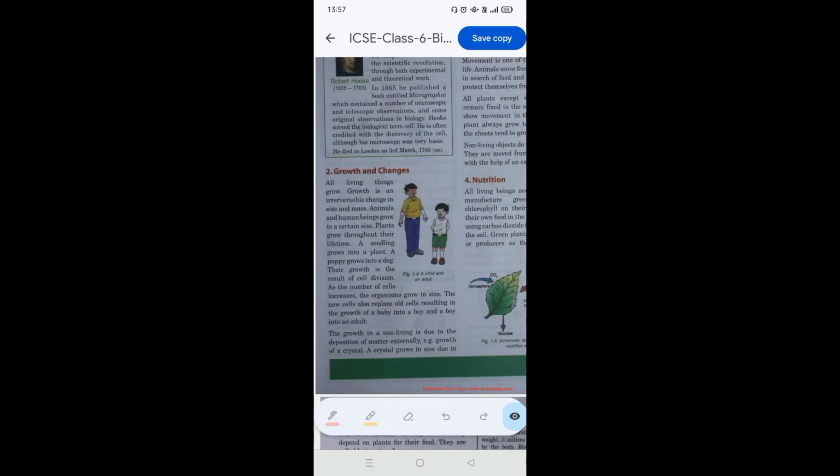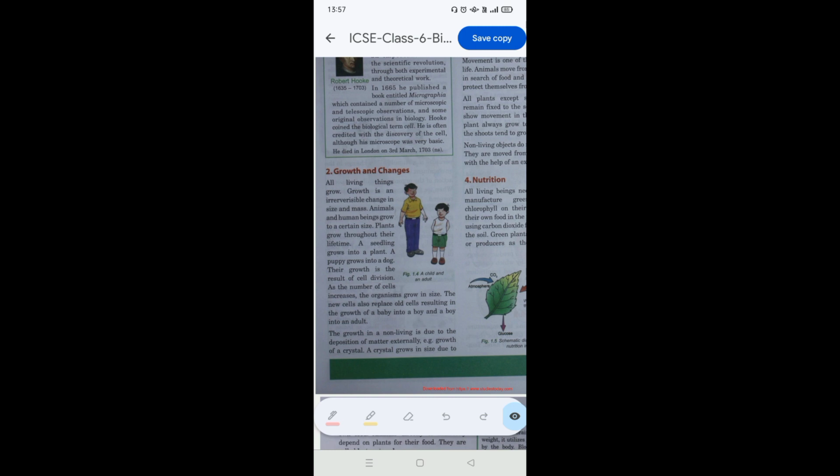Moving on to the next characteristic. The second characteristic is growth and changes. The first characteristic was that living organisms or living beings are made up of cells. The second characteristic of a living being differentiating it from a non living thing is growth and changes. All living things grow. Growth is an irreversible change in size and mass.